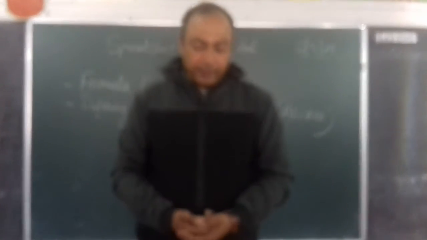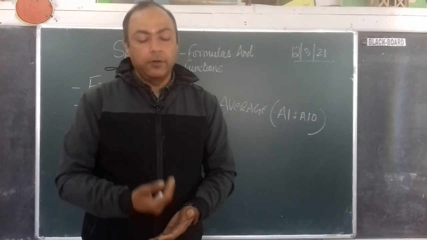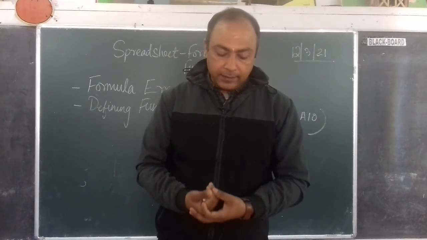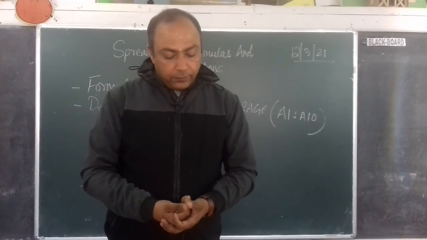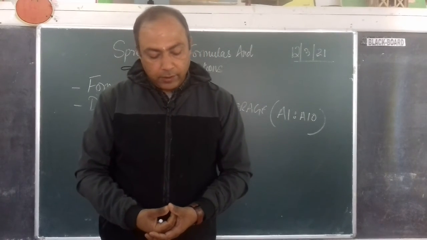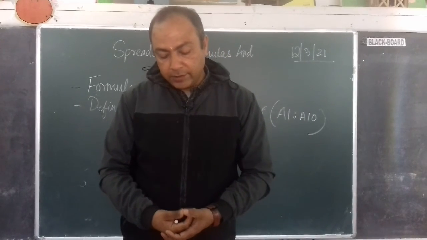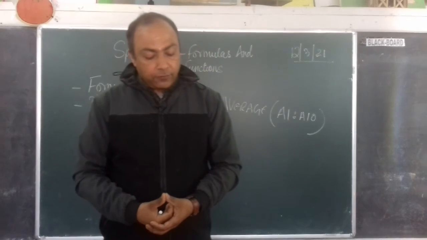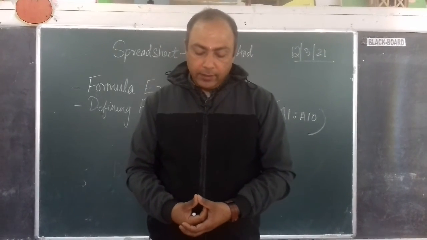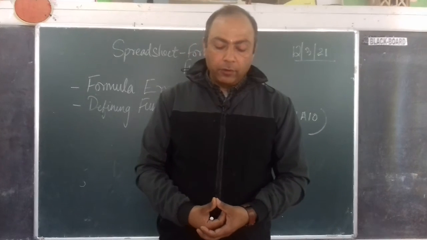For example, when you enter count, the count function options are listed. From the or select a category drop down list, select the required category of the function. For example, you can select the most recently used category. It will display all the recently used functions in the select a function list below. From the select a function list, select the required function and click on OK. So this is how you can use the function library from the formula tab.